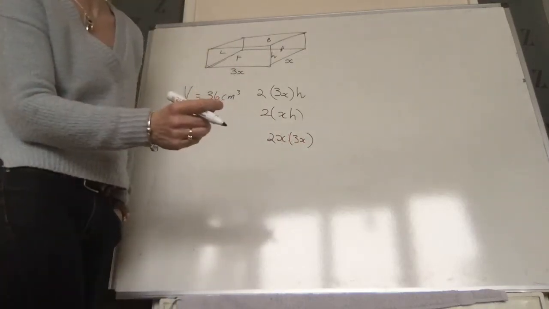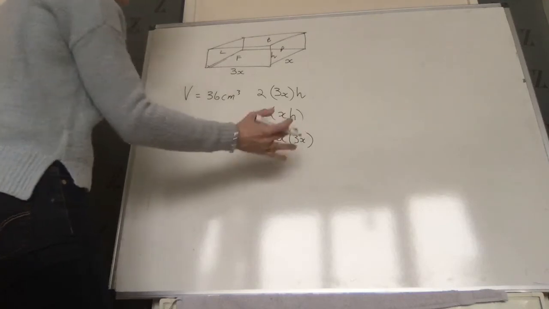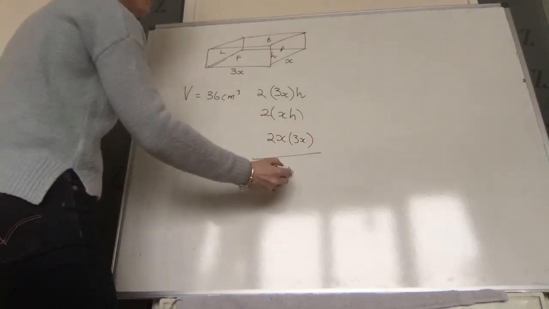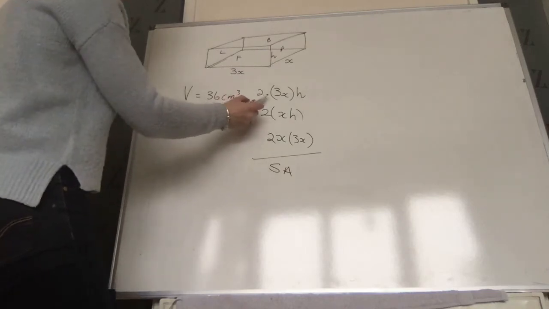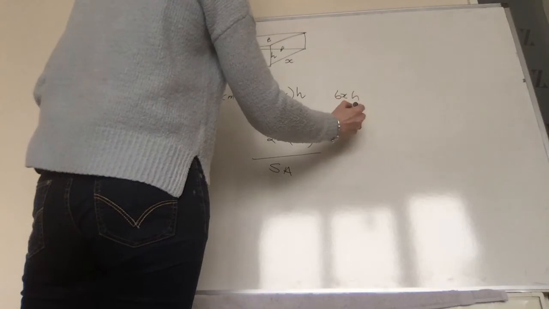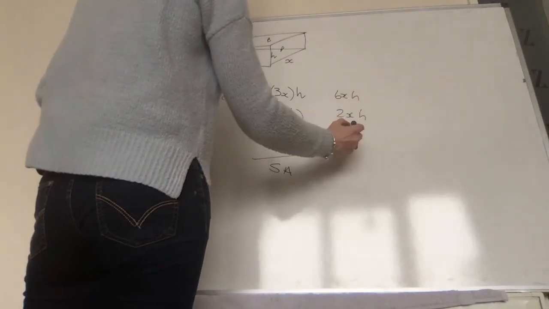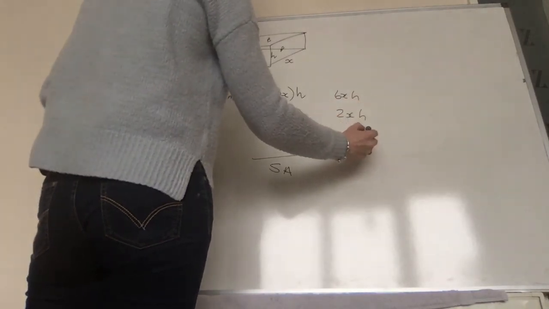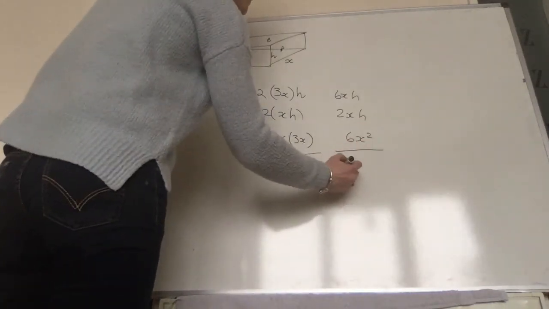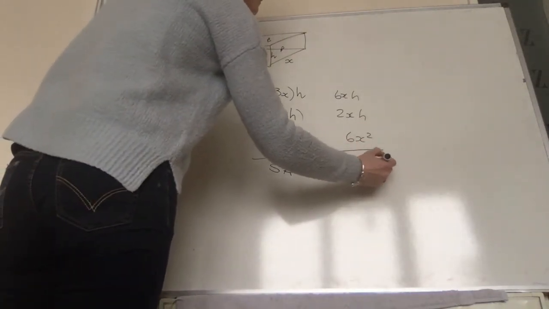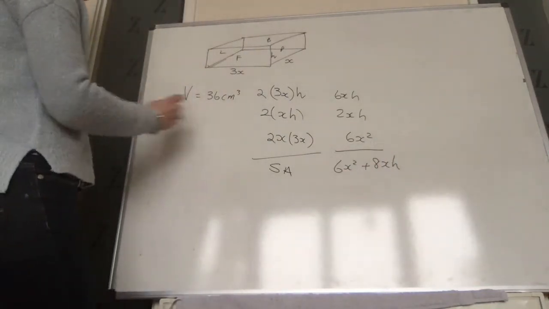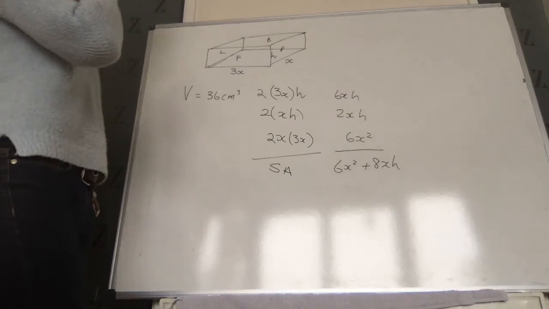It is a closed box. Always check if it's closed or open. So that is our surface area. Okay, so let's add it up. We have 6xh plus 2xh plus 6x squared. Okay, so 6x squared plus 8xh. Now, we have a problem because we've got an h in the answer.